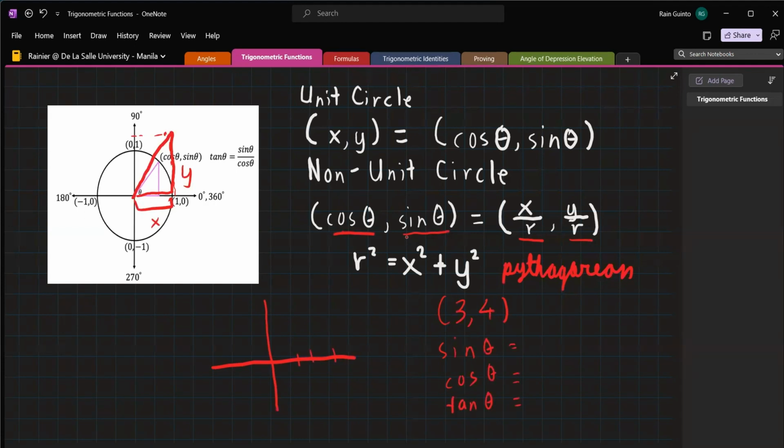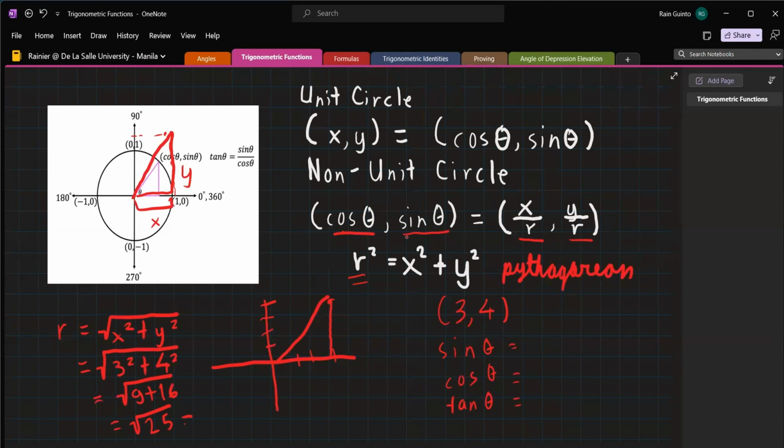Well, we know that it is not on the unit circle, so we have to calculate for r, or the distance of the point from the origin. That gives us r equals the square root of x squared plus y squared. I got this because I took the square root of both sides: the square root of r squared equals r, and the square root of the sum of x squared and y squared. This gives us 3 squared plus 4 squared, which is the square root of 9 plus 16, the square root of 25, which is equal to 5. We can now use this to solve for the sine, cosine, and of course the tangent.